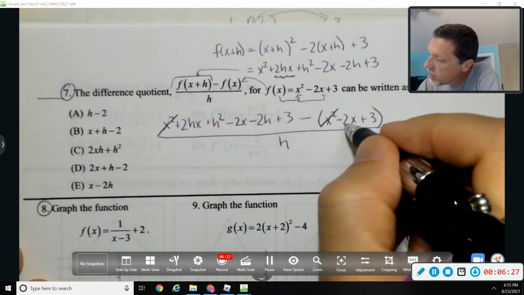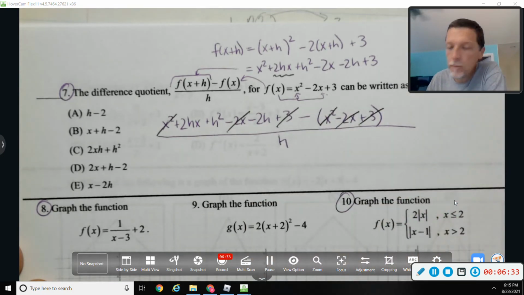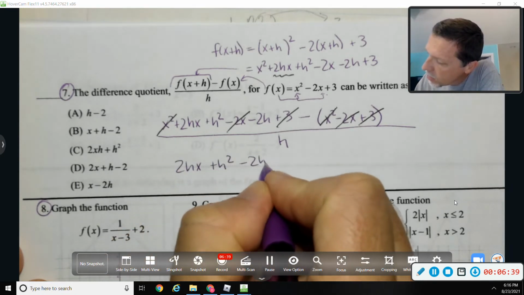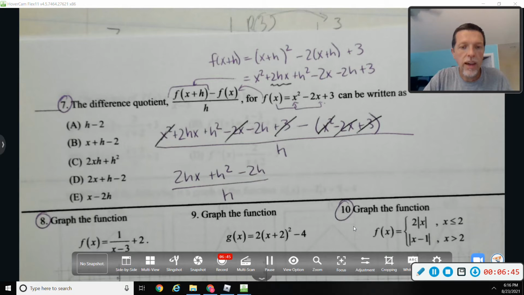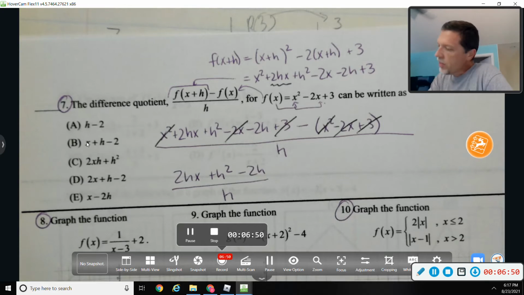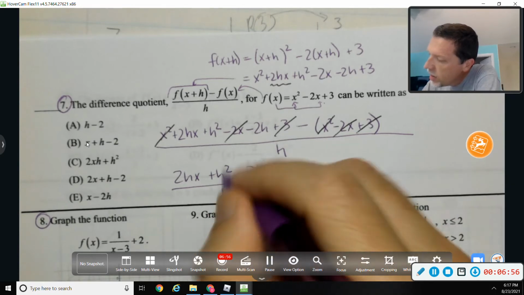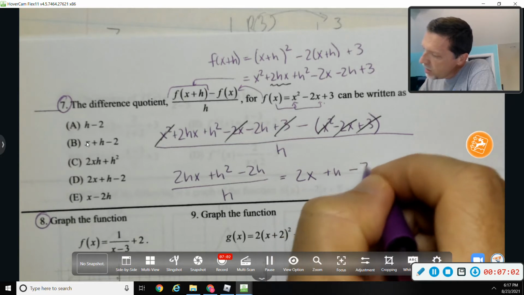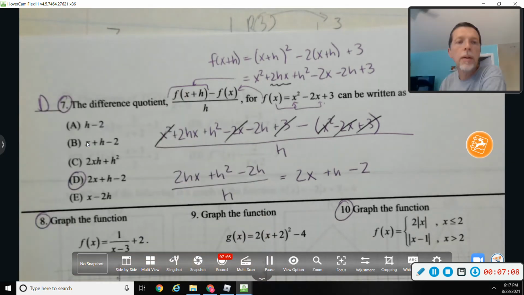X squared cancels, 2x cancels, 3 cancels. So let's see what's left. 2hx plus h squared minus 2h all over h. And then we'll look to simplify that. Alright, so looking for things to cancel. They've all got an h. Again, for us, this always happens. For that h, we'll divide into everybody. So 2x plus h minus 2. 2x plus h minus 2. That one's D.